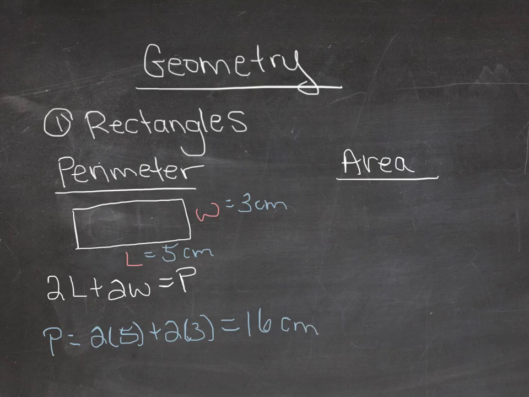Or you could just add up all the sides. I know that if this is 5, this is also 5. And if this side is 3, then this side is also 3.